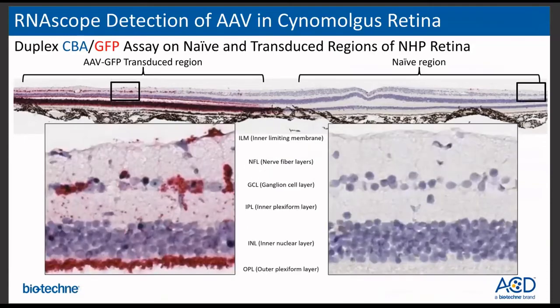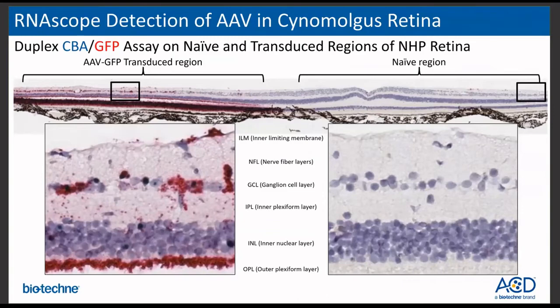So if we go more in depth, we want to ask the question, why is the GFP signal so much more than the AAV signal? This is because GFP is getting transcribed, expressed, and exported. The reason why the CB promoter signal, you only observe it in the nucleus, so in the nuclei.